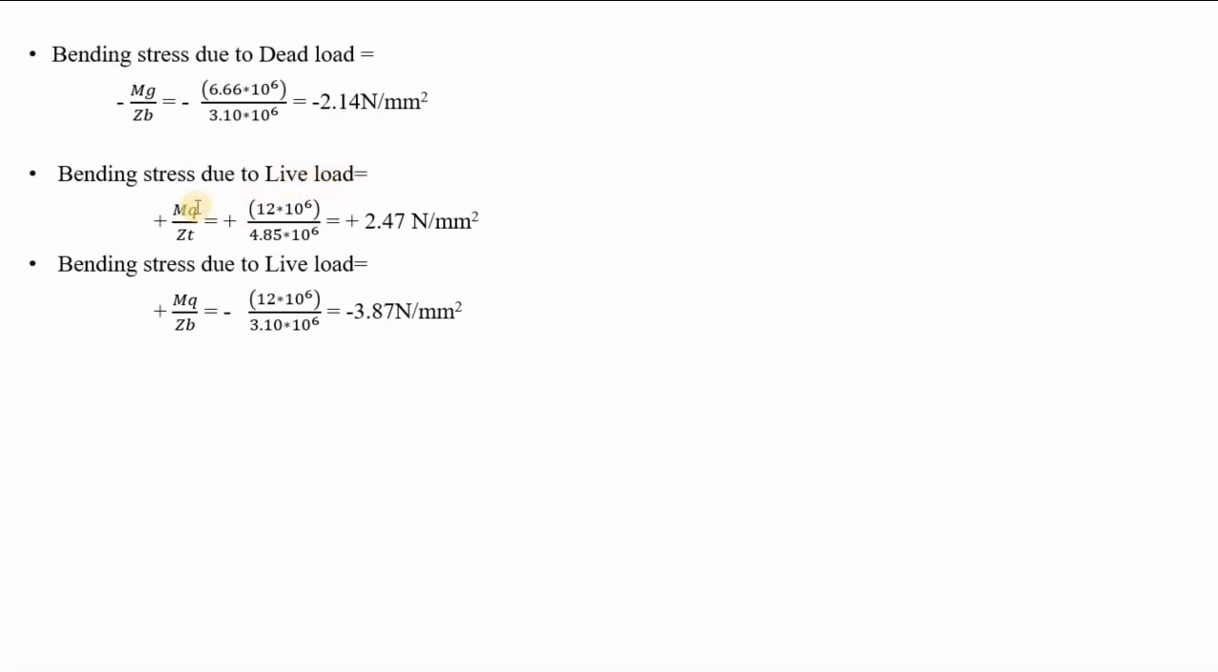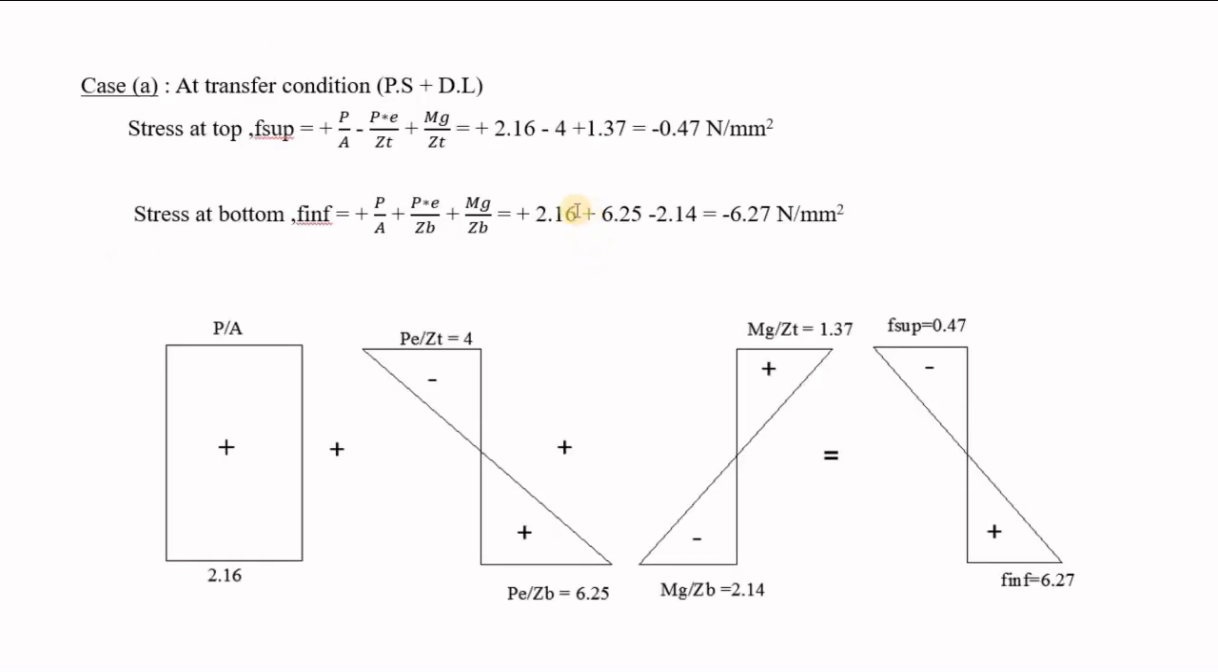Bending stress due to live load. See, the notation for live load I am using is Q, and at the top it is ZT. So for that it's plus 2.47 Newton per mm square. The next one is bending stress due to live load at the bottom. MQ by ZB will be minus 3.87 Newton per mm square. So I have calculated everything separately and I have kept it.